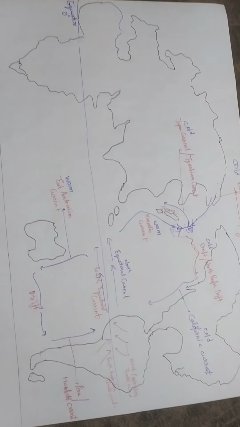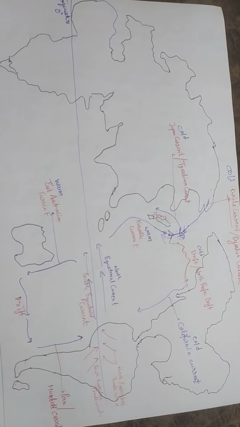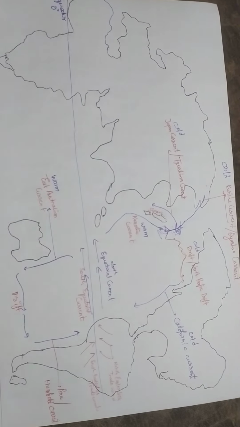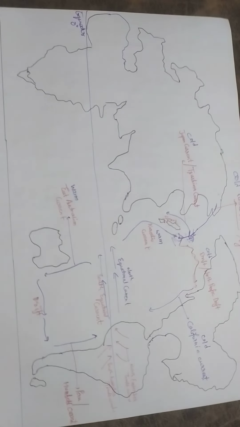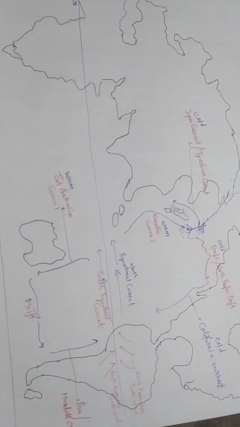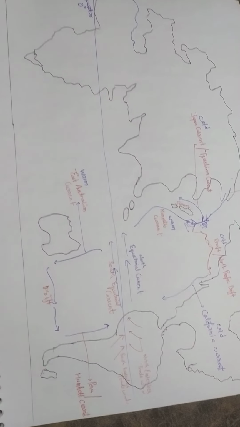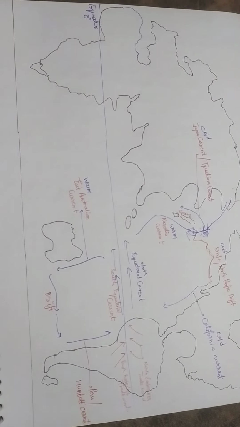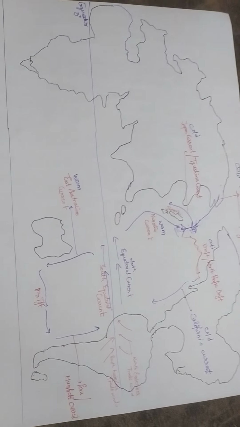Today we are going to analyze the phenomenon of El Nino, how it occurs, where it occurs, and how it affects the Indian monsoon. To understand the concept of El Nino, first we have to understand where the Pacific Ocean is situated.